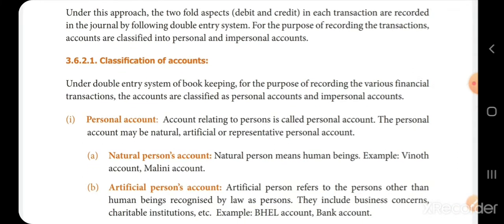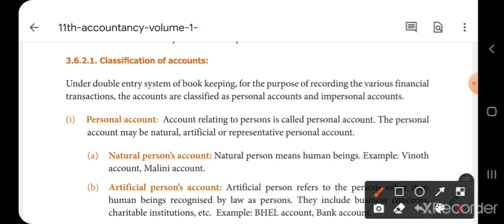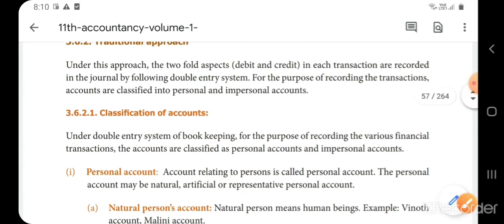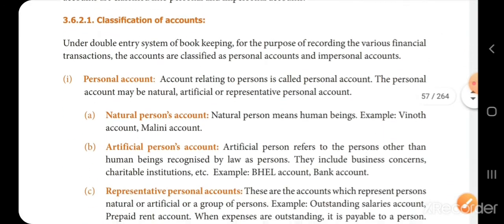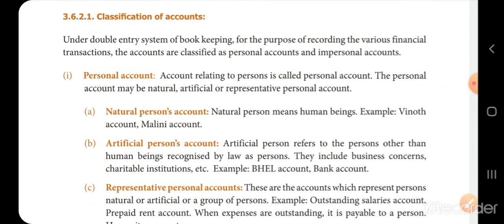For the purpose of entering the transaction in the journal, we have to classify the accounts into personal account and impersonal account. So we'll see the classification of accounts. The accounts are classified into personal account and impersonal account. Personal account means accounts opened in the name of a person. We call it a personal account.